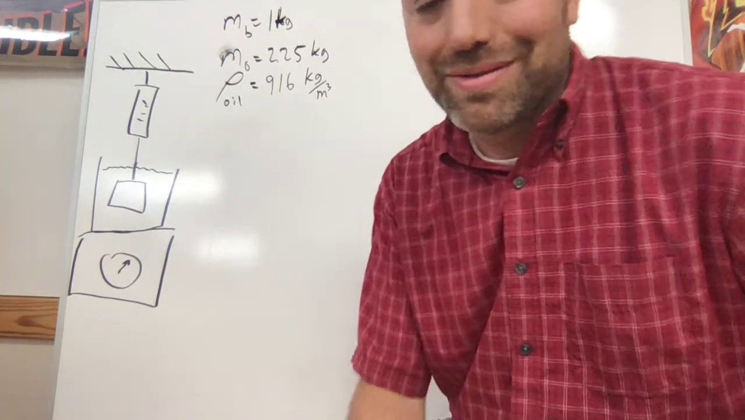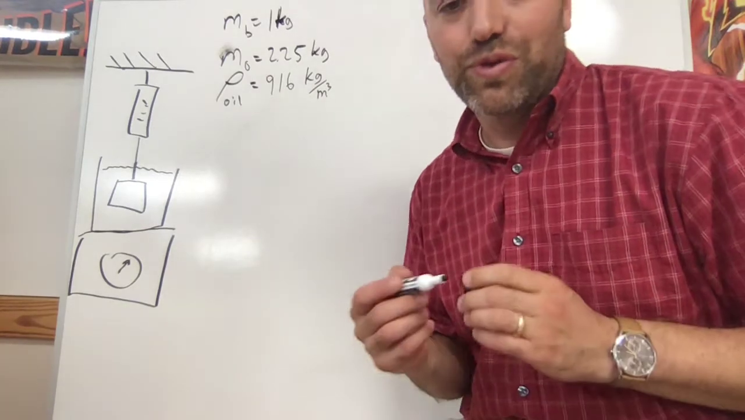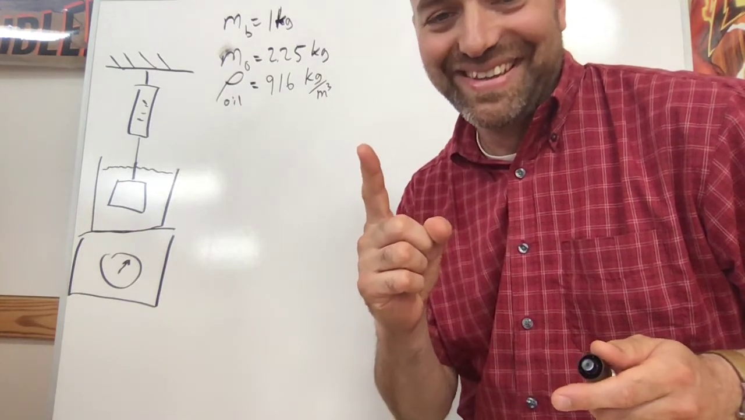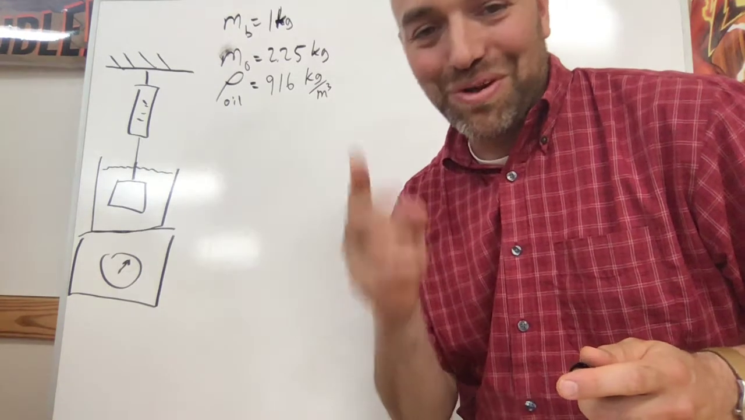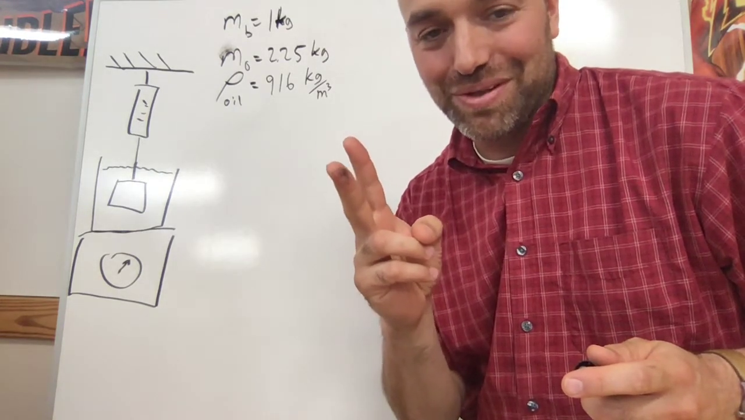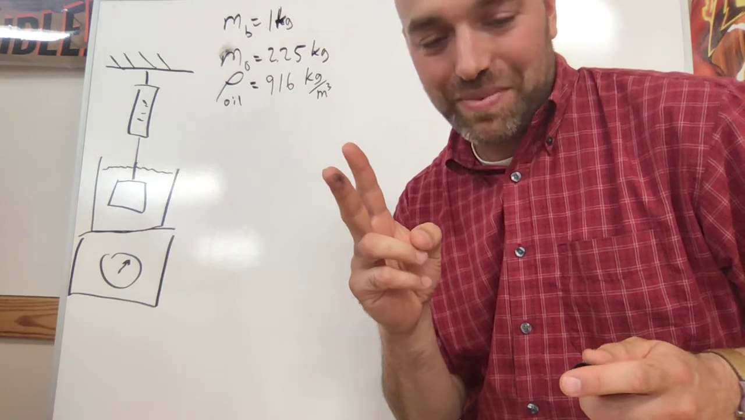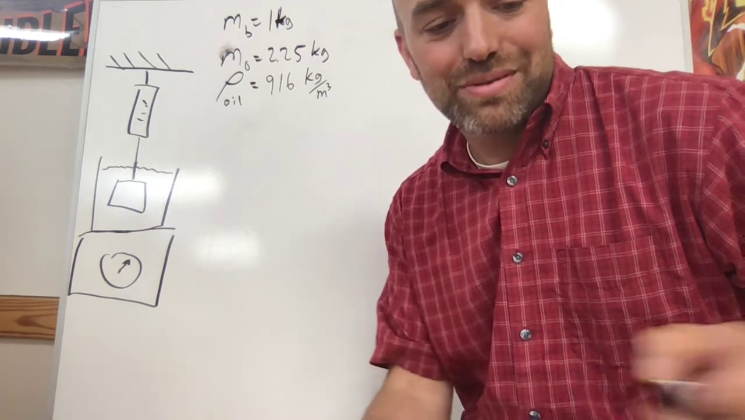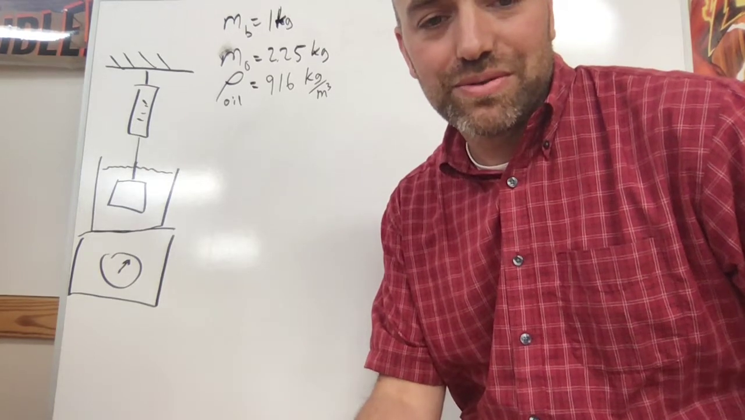What's the density of water? 1,000. Good. There are just a few numbers that I expect you to memorize. Gravity? 9.81. And the density of water. There was another one, atmospheric pressure. Do you know what atmospheric pressure is?